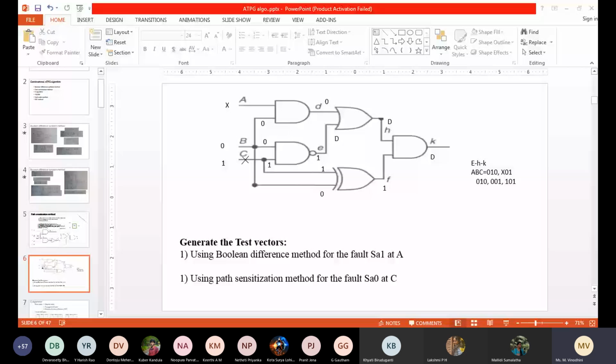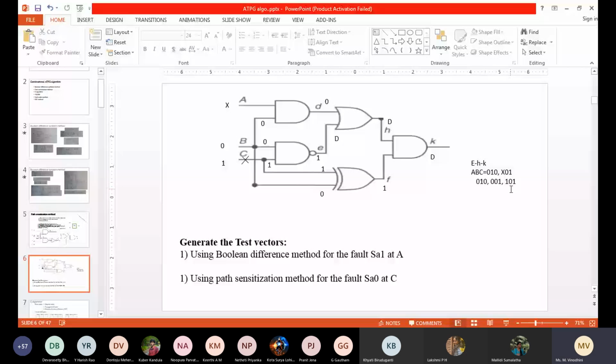First thing, one by one I'm sensitizing, so it takes time. Second thing, if one path is there also, I'm not sure whether I will get the answer. Third problem, the test pattern generated may not be unique. May not be unique in the sense we took this fault, E stuck at 0. How many test vectors did I get? 3. I'm not getting 1, which is unique. I'm getting multiple answers. So that is the third problem.